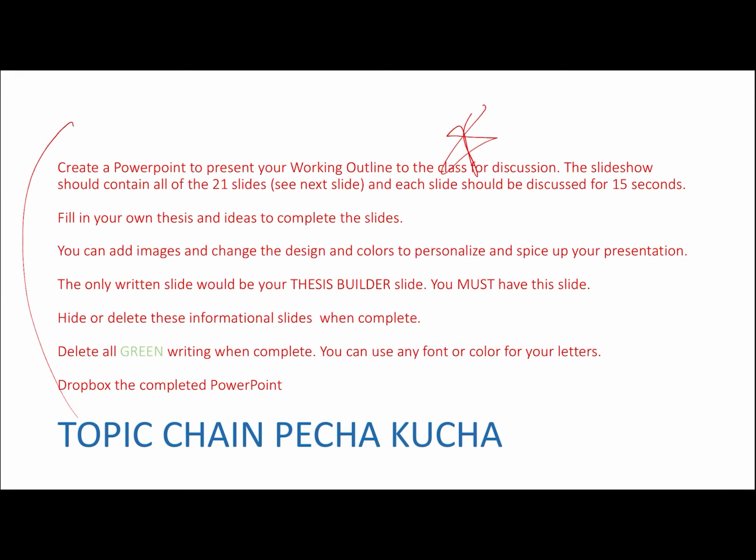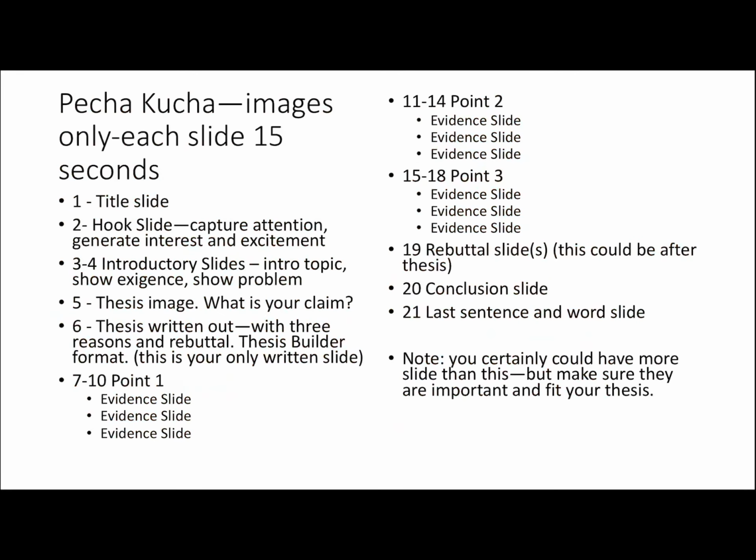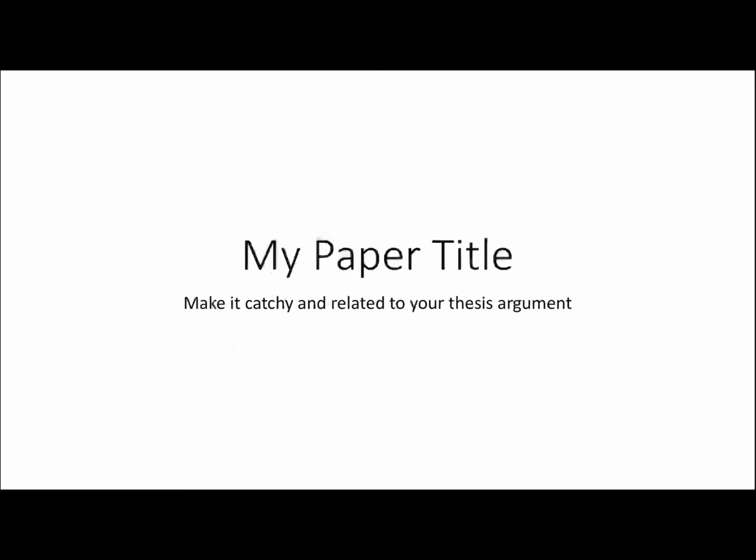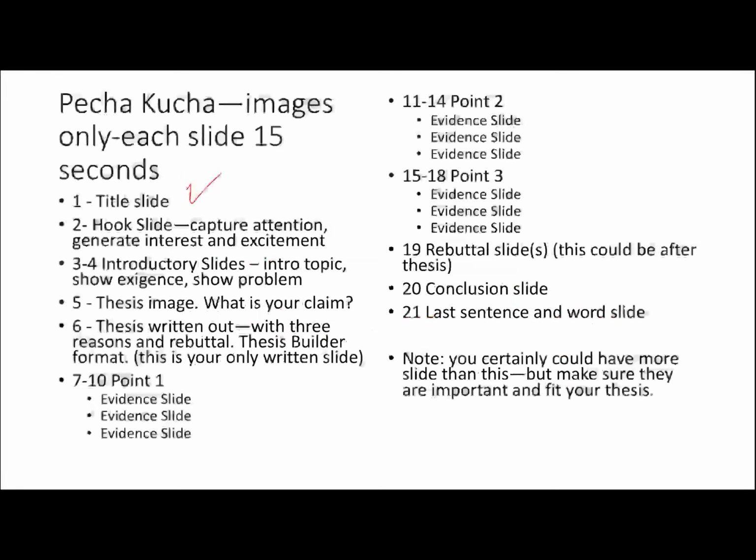So you can read these instructions a little more carefully here. You're going to have quite a few slides. And the first thing, you're going to have a title slide. Just give me the title of your paper, and that'll look like that. And you can change the color, make it pretty if you want. But your title is catchy and related to your thesis argument. It's not a boring title like a research argument paper. It's something about robots, sex robots today or something. It's got to be catchy.